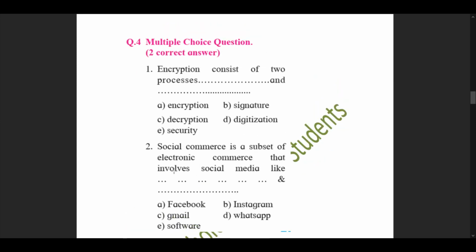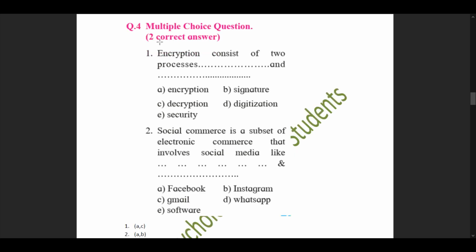Now we have our question 4, multiple choice question with 2 correct answers. The first sub question says encryption consists of 2 processes, dash and dash. So we'll think here. So here the answer is A, encryption, and C, decryption. So encryption consists of 2 processes, encryption and decryption. Accordingly, we'll move forward to our second sub question.